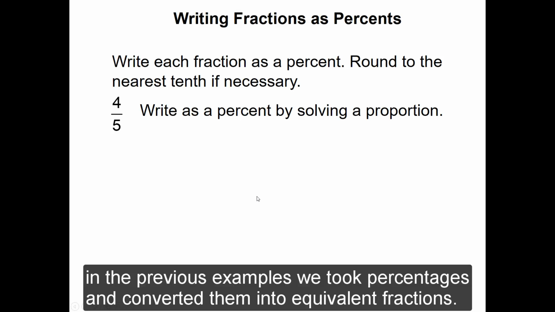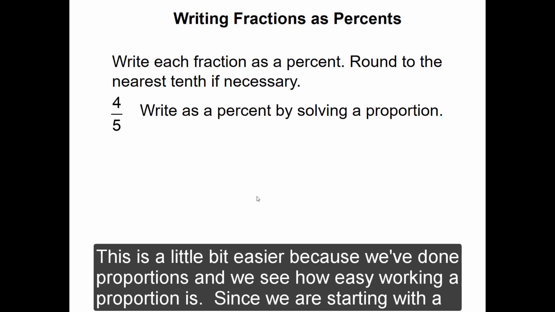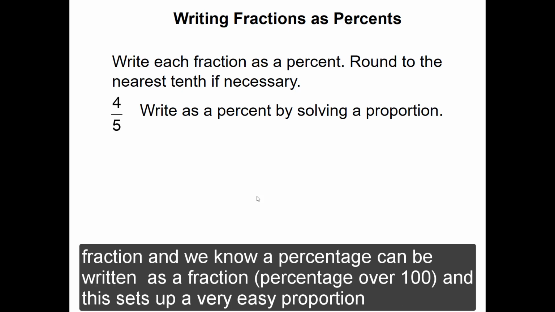In the previous examples, we took percentages and converted them into equivalent fractions. In this section, we're going to take a fraction and convert it into a percentage. And this is a little bit easier because we've already done proportions and we see how easy working a proportion is. Since we are starting with a fraction and we know a percentage can be written as a fraction, it's the percentage over 100, then this sets up a very easy proportion.